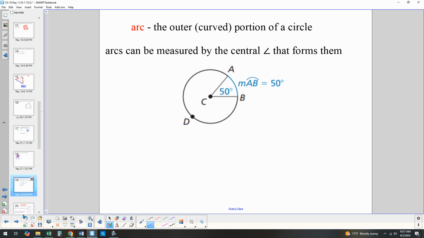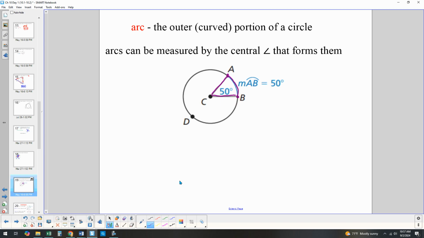An arc is the outer curved portion of a circle. And arcs can be measured by the central angle that forms them. So they use a little curve above the letters to show that it's an arc, and we put the little m in front when we're talking about the measure. So this arc here that has endpoints of A and B would be 50 degrees because the central angle ACB was 50 degrees.